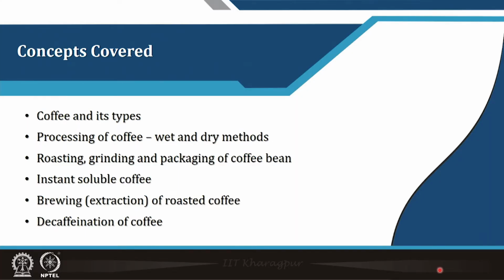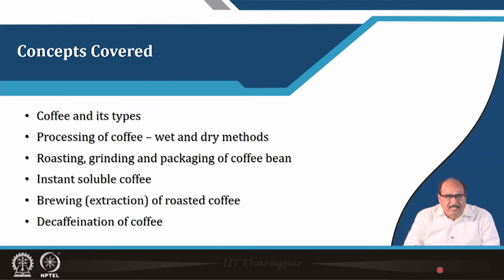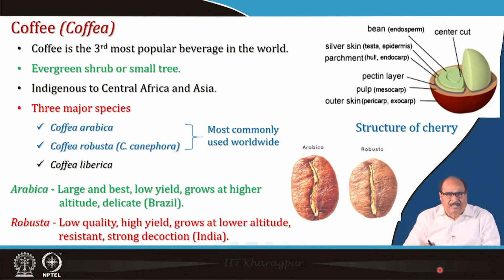In this lecture, we will study the processing of coffee, another very important plantation crop product of the country. We will discuss what coffee is and the various types of coffee, the processing of coffee, that is wet and dry methods, and roasting, grinding and packaging operations of the coffee beans. Then we will also discuss instant soluble coffee, various methods of coffee brewing or extraction, and finally decaffeination of coffee will be studied.